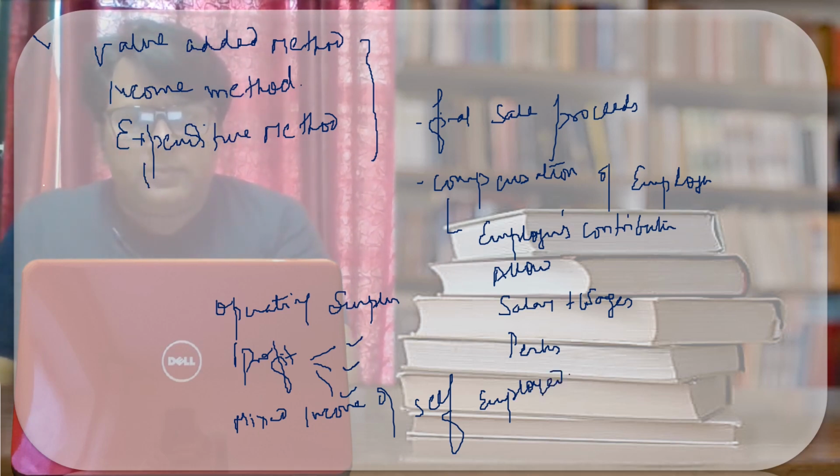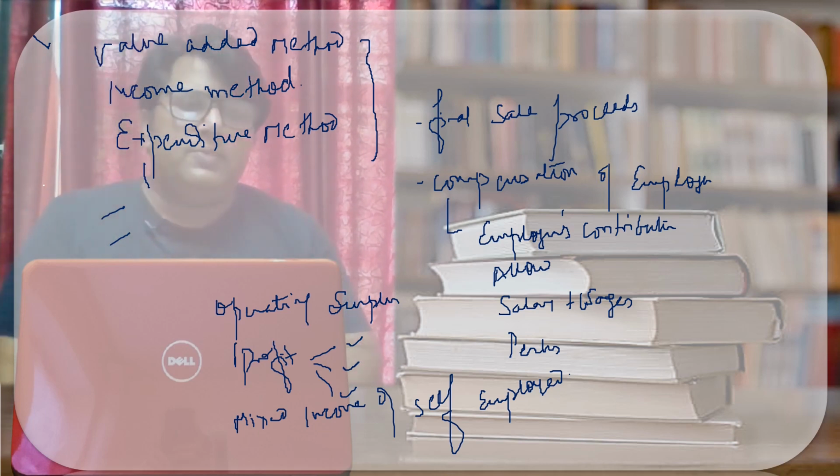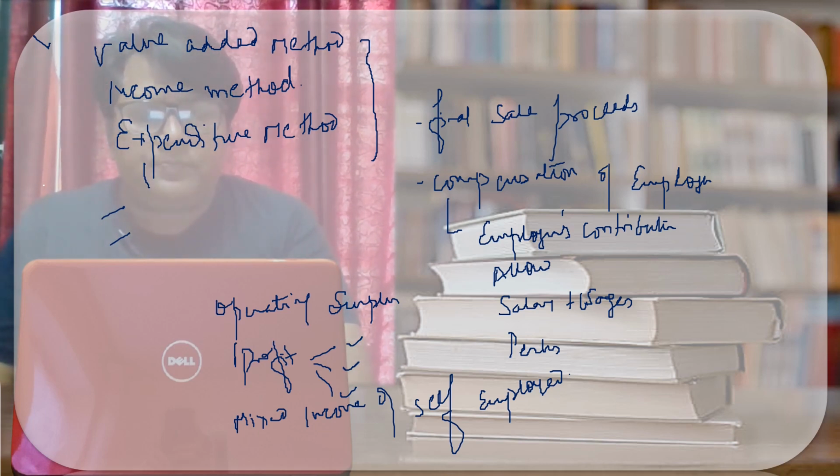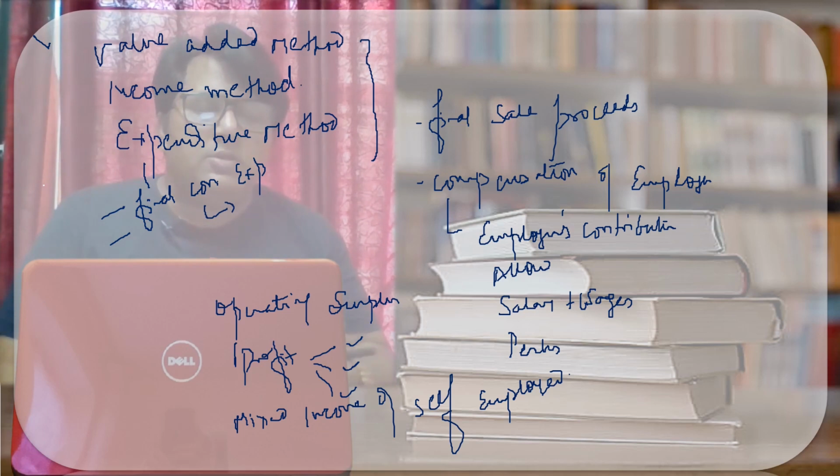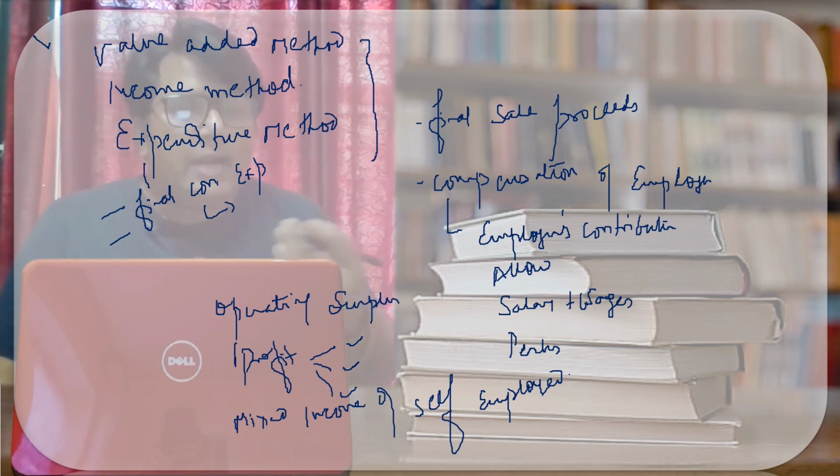From the expenditure method, only 2 items we consider. Firstly, we consider the final consumption expenditure. It means the final consumption expenditure of the government and the final consumption expenditure of the household. When I say final consumption expenditure of the government, what does it mean? It means that if the government is giving electricity facilities to the people free, or if the government is distributing food items to the population, it comes under the final consumption expenditure of the government.